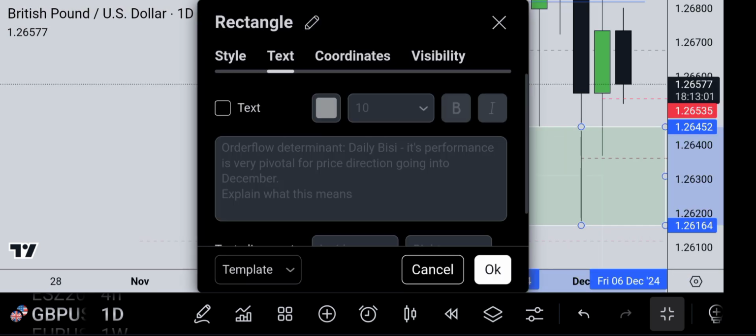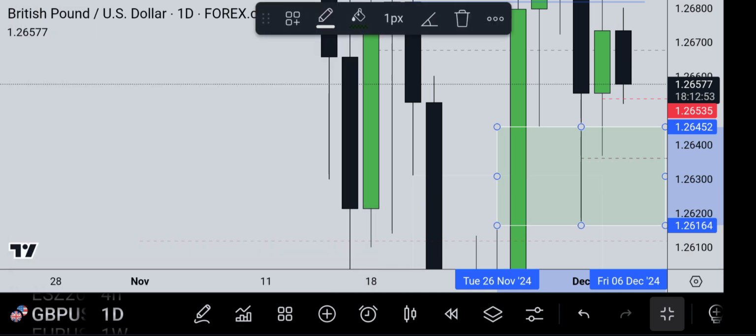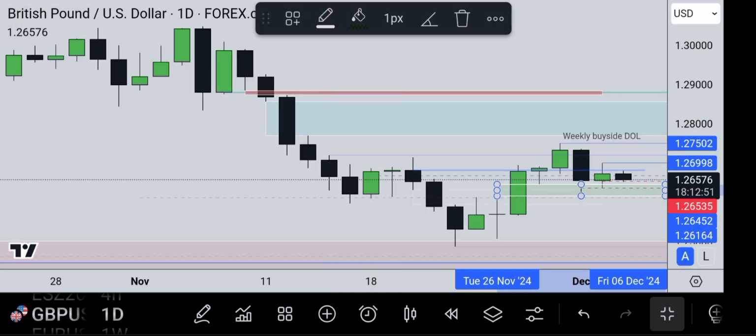Okay, right there. That BC is an order flow determinant. I told you it's a daily BC. Performance is very pivotal for price delivery going into December. Explain why? I explained in that video. If you want to know why, go into the video. My top down analysis. I did much explanation in there for this week.